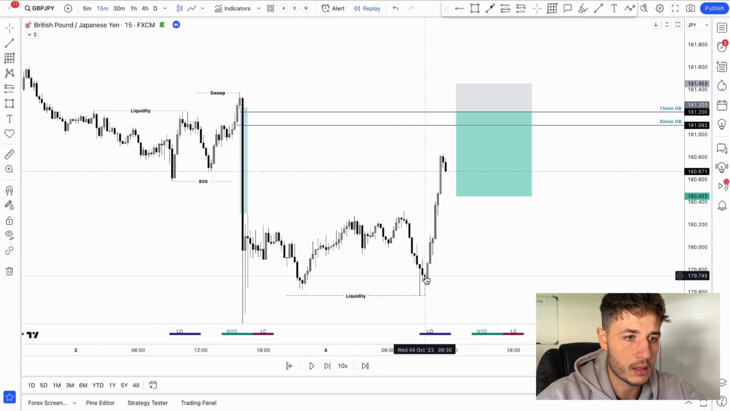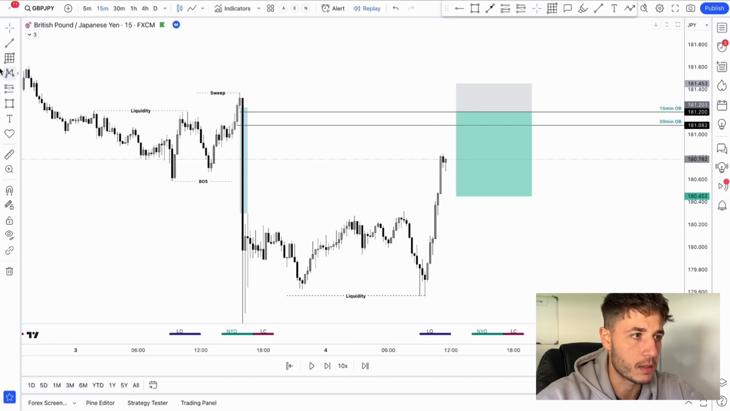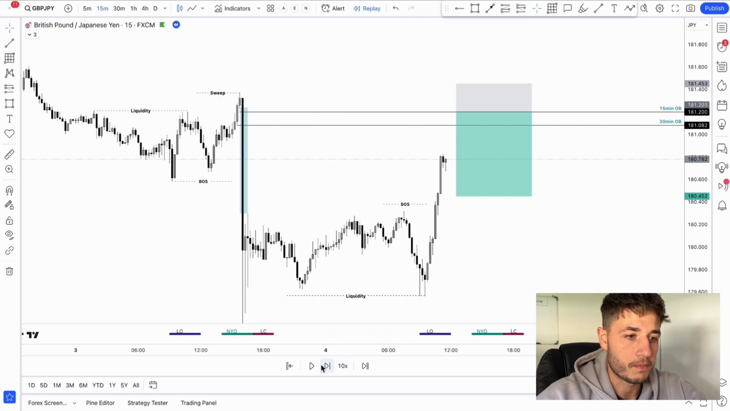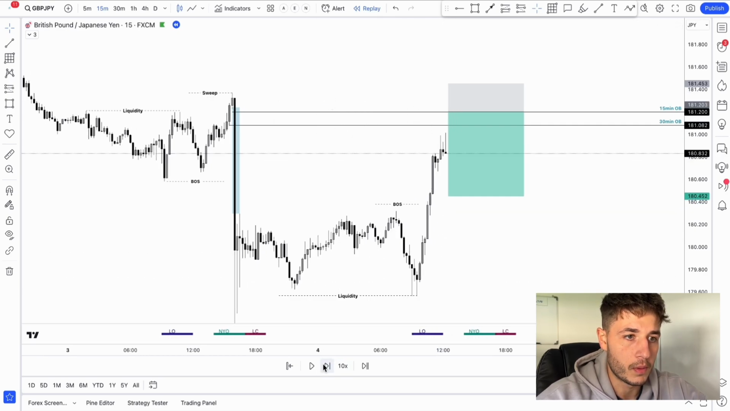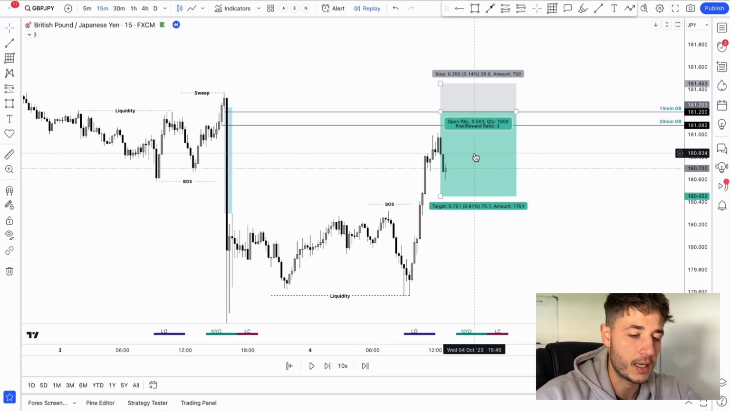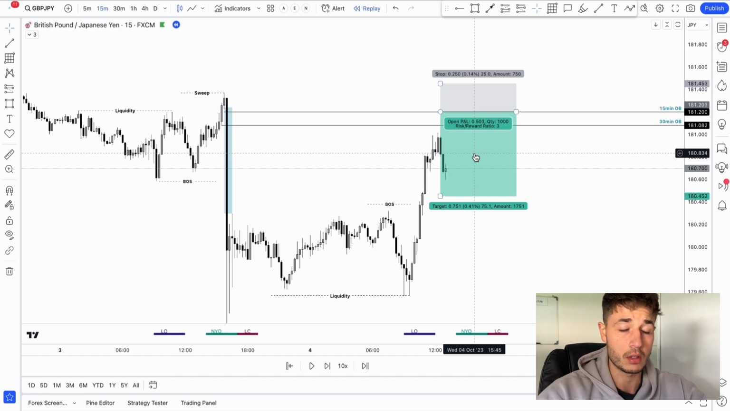So this is still the London session. As you can see, the great impulse that broke the structure to the upside is still the London session. So let's see. Okay, we are pulling into the New York session. What happened prior to the New York session is the last piece of confluence I want to see in order to go into the trade, which is inducement.